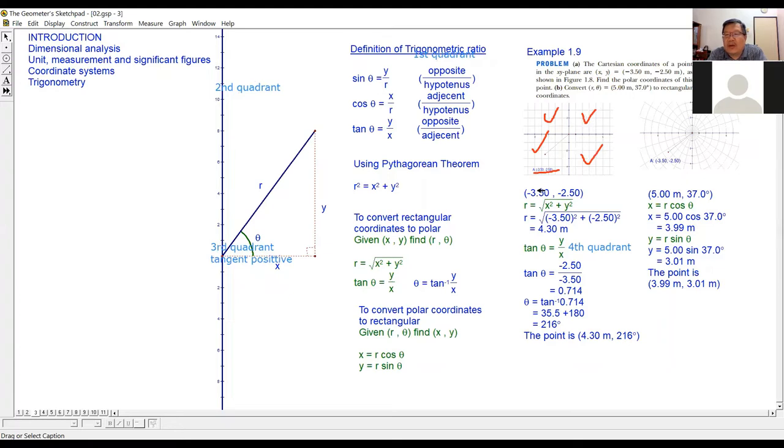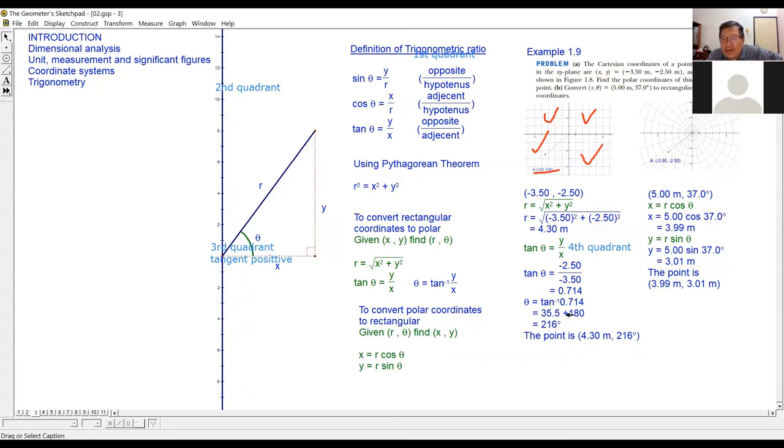So what is the coordinate of this point? Negative 3.5, negative 2.5 in polar coordinate form. So in polar coordinate form, it is 4.3 meter and 216 degrees. Actually, they round off. It's 215.5, so they round off to 216.